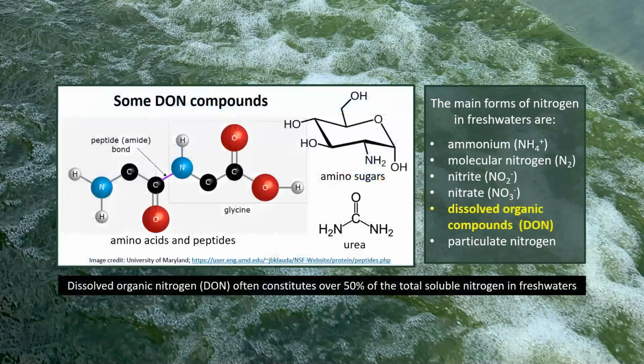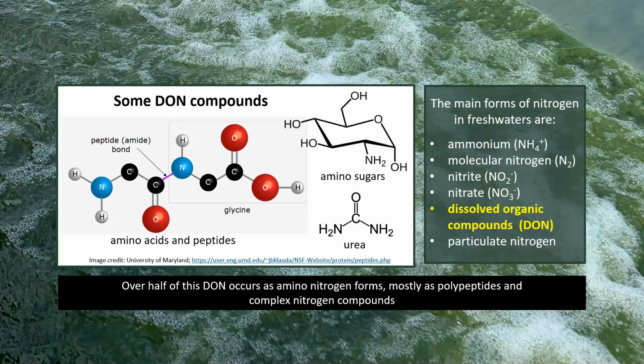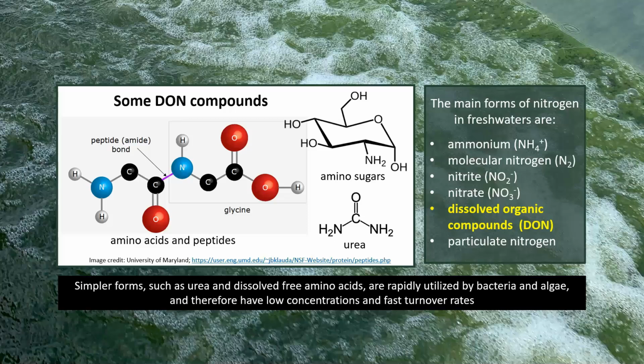Dissolved organic nitrogen often constitutes over 50% of the total soluble nitrogen in fresh waters. And over half of this DON occurs as amino nitrogen forms, mostly as polypeptides and complex nitrogen compounds. Simpler forms, such as urea and dissolved free amino acids, are rapidly utilized by bacteria and algae, and therefore have low concentrations and fast turnover rates.